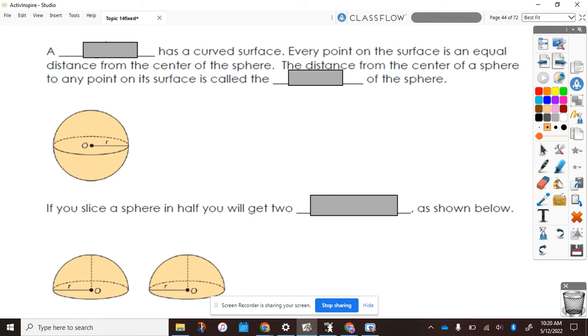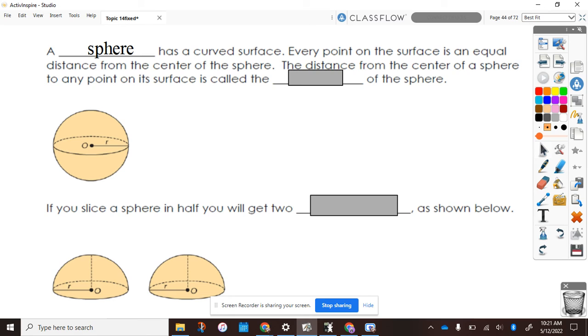Moving on now to our last one. This is a sphere. Sphere is my least favorite word in all of mathematics because it starts with sph. Y'all, that is just ridiculous. Who does that? Why would you start a word with sph? Anyway, a sphere has a curved surface. In fact, a sphere is all curved surface. That's how you define what it is.